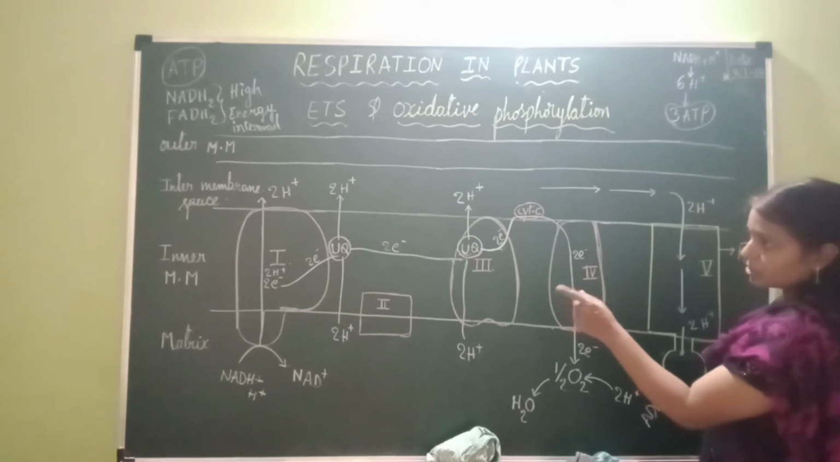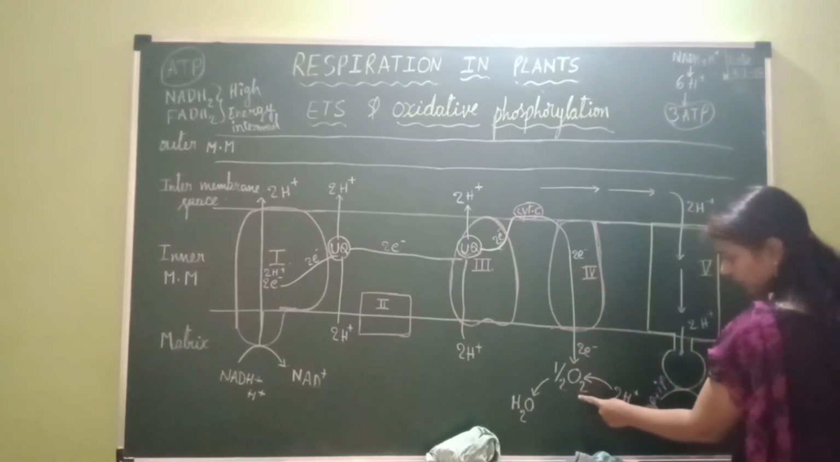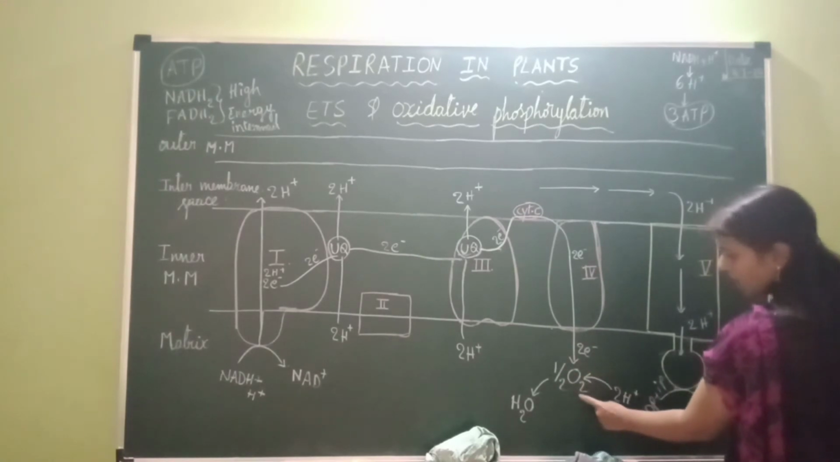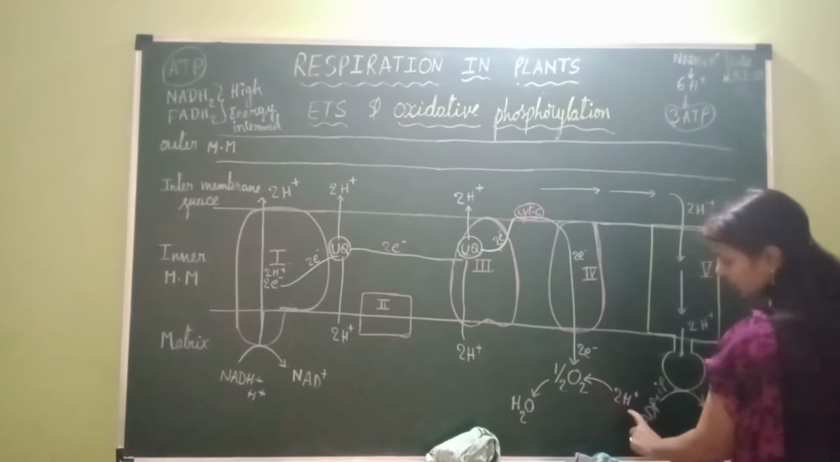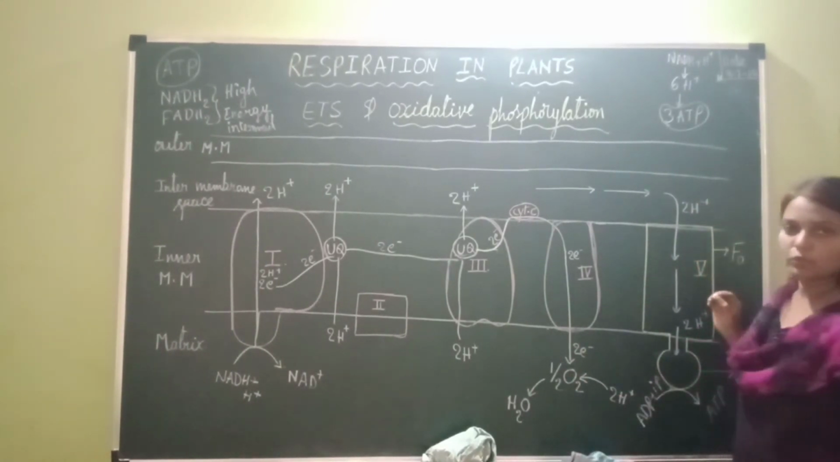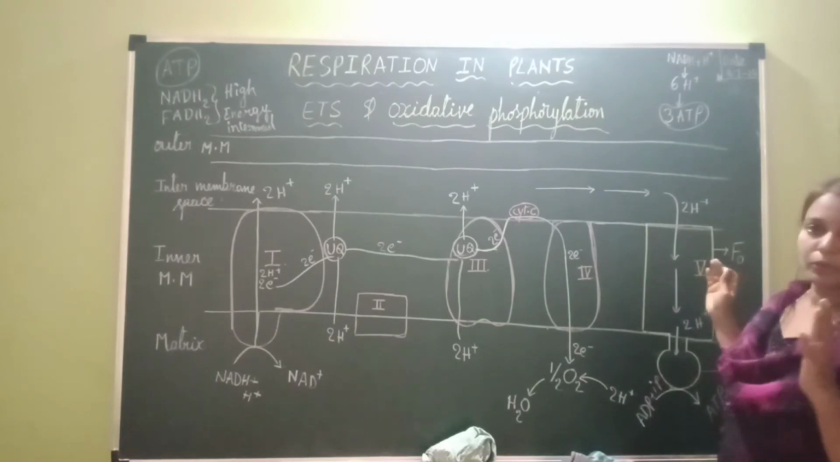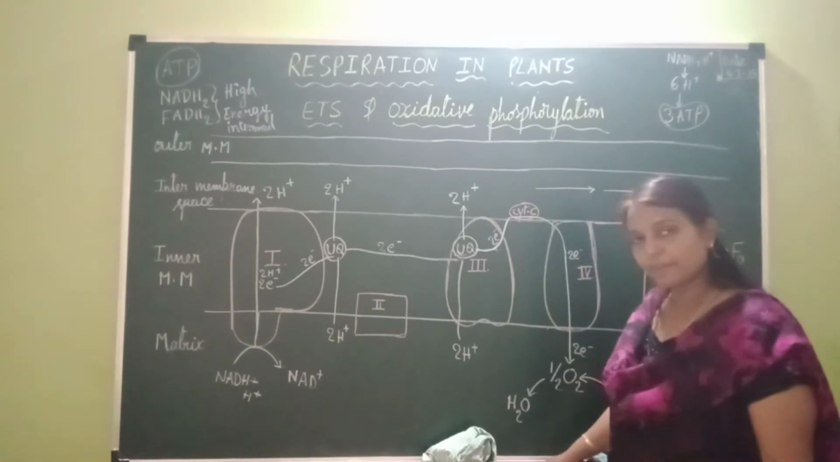And the 2 electrons released from this NADH2 are finally transferred onto molecular oxygen. After receiving these 2 electrons, molecular oxygen consumes 2 protons from the matrix and is reduced into 1 water molecule. So this is all about the oxidation of NADH2. Now let's study the oxidation of FADH2.